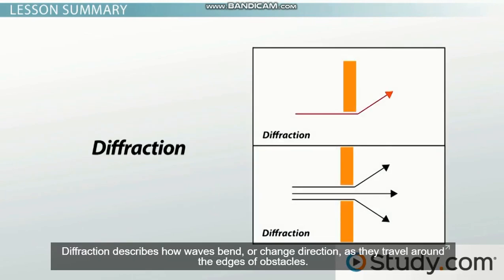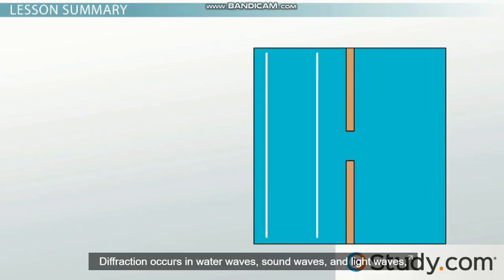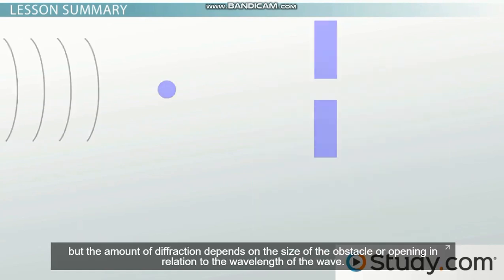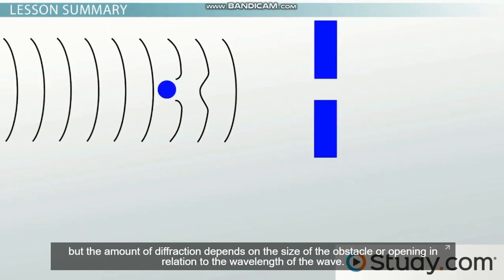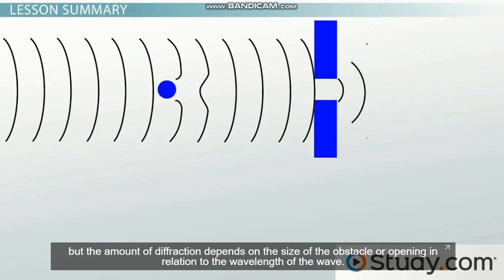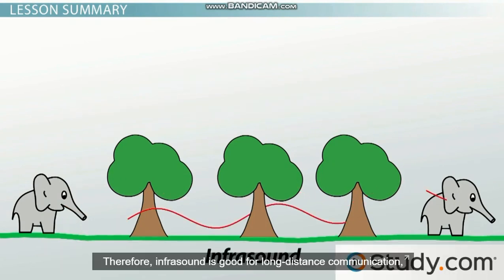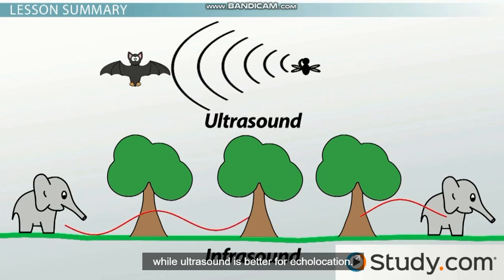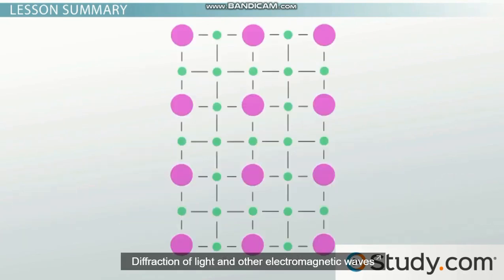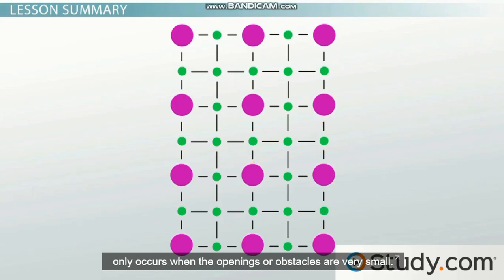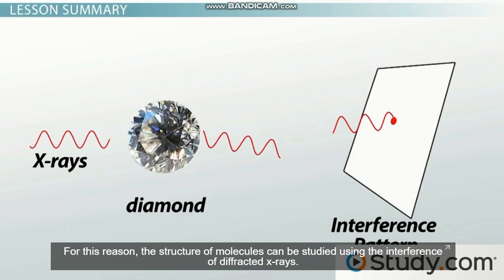Diffraction describes how waves bend or change direction as they travel around the edges of obstacles. Diffraction occurs in water waves, sound waves, and light waves. But the amount of diffraction depends on the size of the obstacle or opening in relation to the wavelength of the wave. Waves with larger wavelengths diffract more than those with smaller wavelengths. Therefore, infrasound is good for long-distance communication, while ultrasound is better for echolocation. Diffraction of light and other electromagnetic waves only occurs when the openings or obstacles are very small. For this reason, the structure of molecules can be studied using the interference of diffracted X-rays.